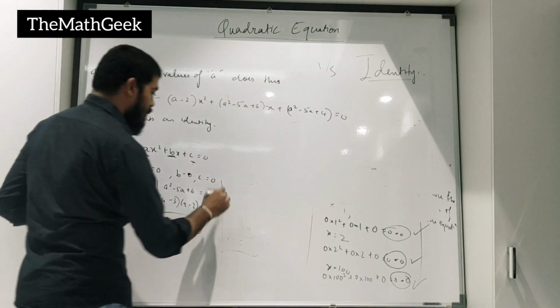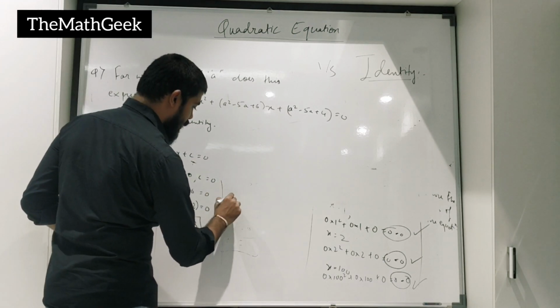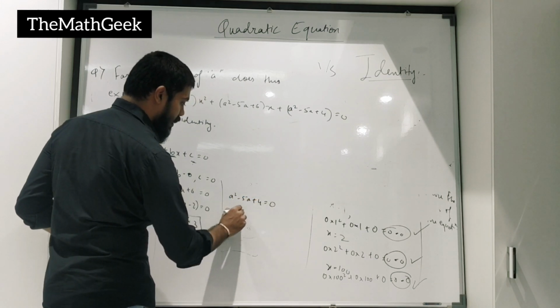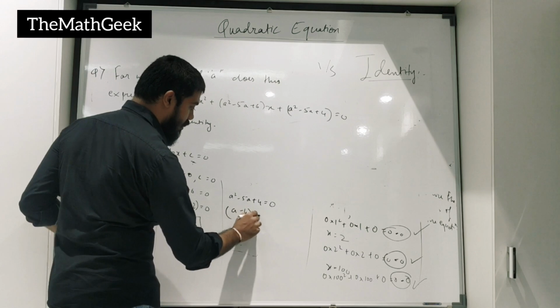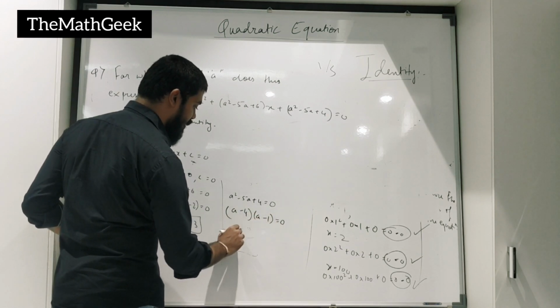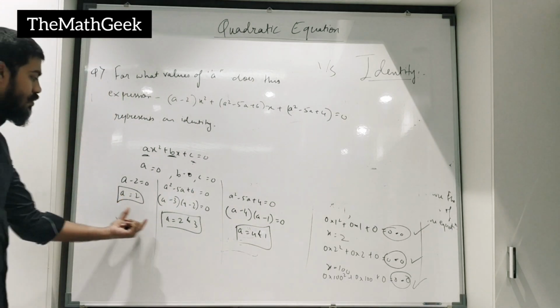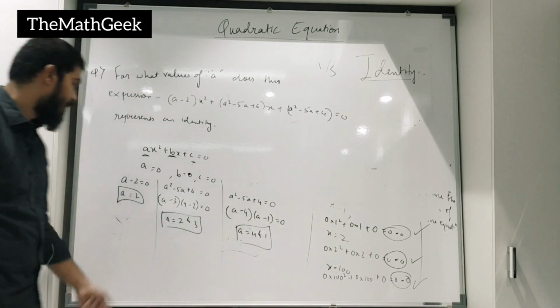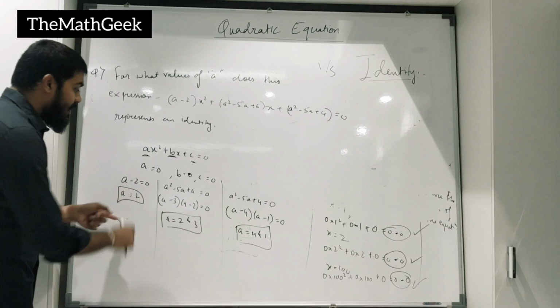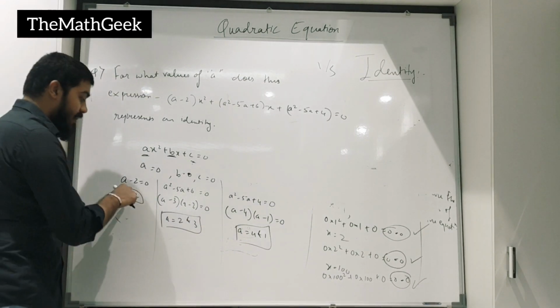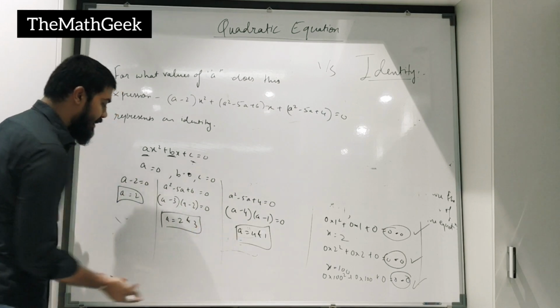Third condition, c is equal to 0, a square minus 5a plus 4 equal to 0, a minus 4, a minus 1 equal to 0, which means a is equal to 4 and 1. So we got the values of a as 2, 2 and 3, 4 and 1. We didn't get any common value from all the three conditions.